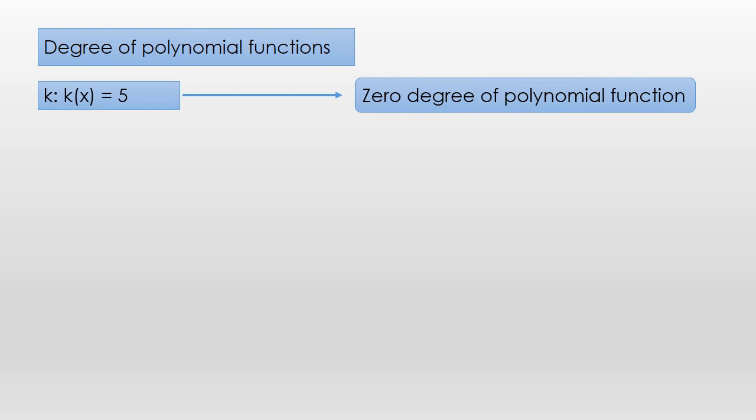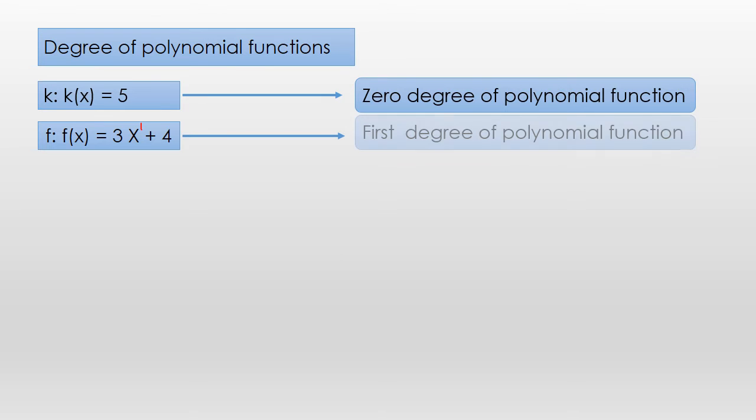The degree of the polynomial function. What is the degree? The degree is the highest power in the expression. So k of x equals 5 is a constant function, which is the 0 degree polynomial function. F of x equals 3x plus 4: the highest power here is 1, so it is a first degree polynomial function.